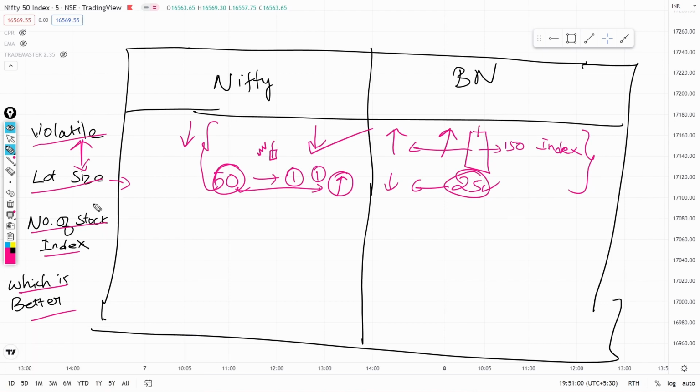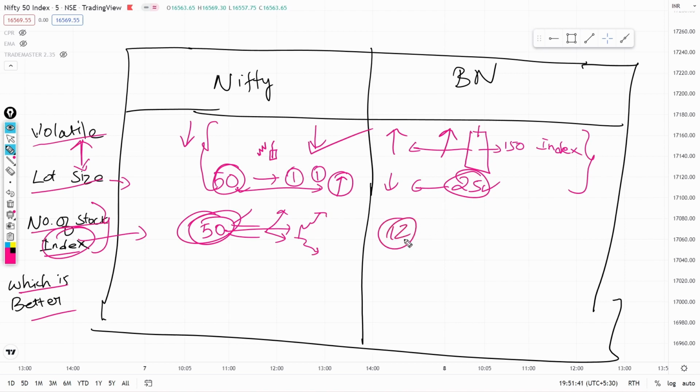So when coming to the number of stocks present in the index, in Nifty, as we all know, the top 50 companies are listed in this index. So there is a contribution from almost all the 50 stocks if the index needs to move further high or even low. When you compare with Bank Nifty, in this index we have only 12 stocks and it mostly comprises banks.